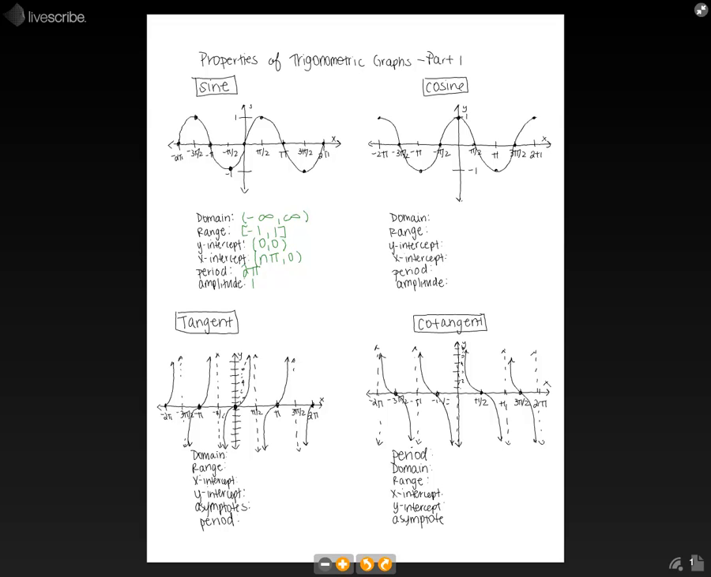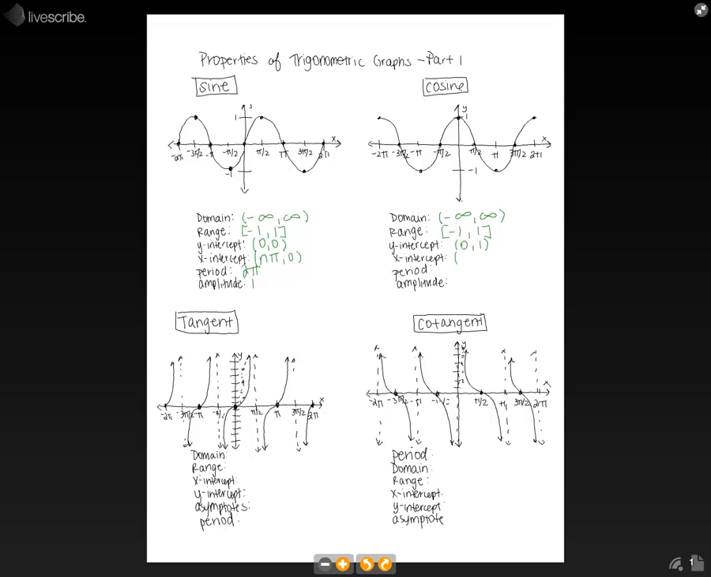For the cosine, the graph looks very similar to the sine graph, but it has all been shifted. So the domain, again, is negative infinity to infinity because there's no values of x that we can't have. The range is also restricted from negative 1 to 1, including those 1's, as we can see that there's no values of y past 1 or negative 1.